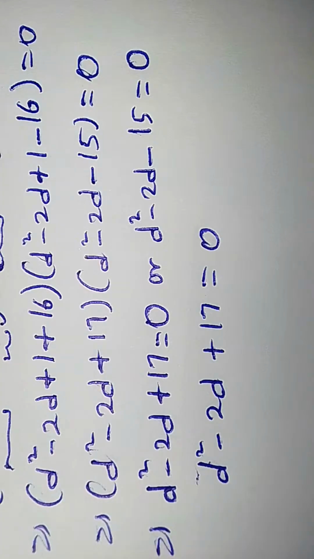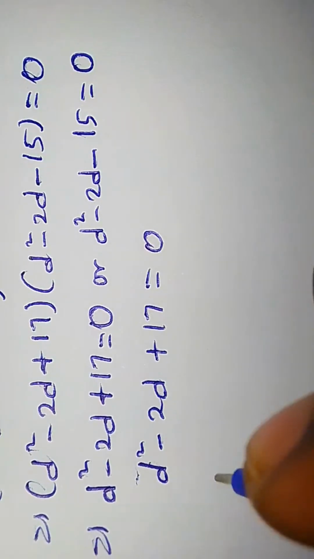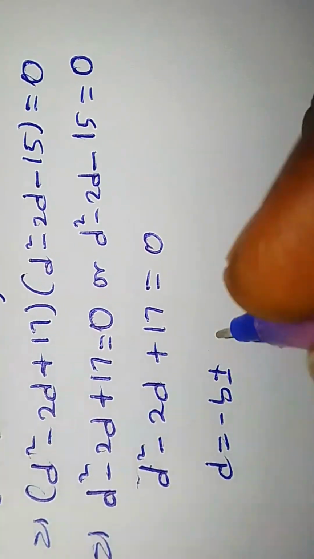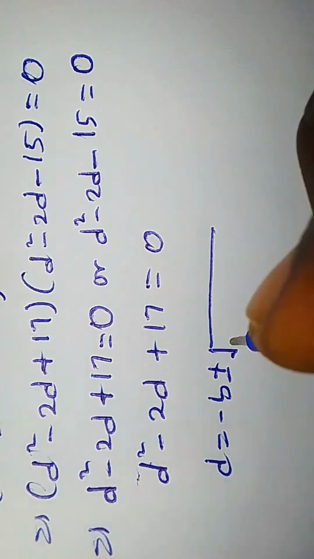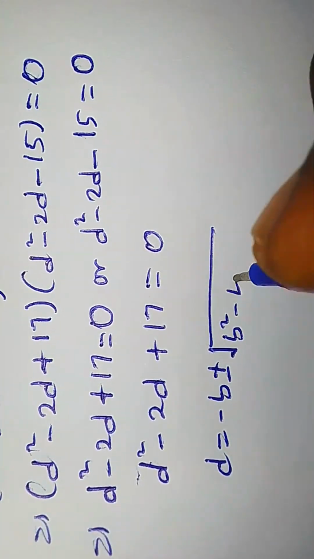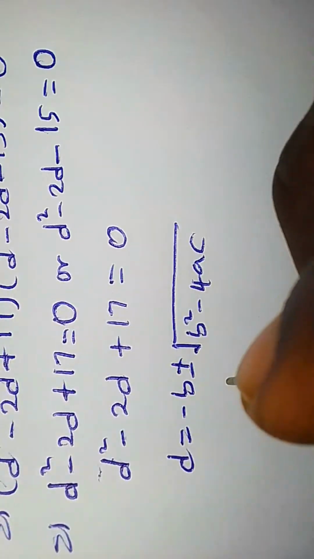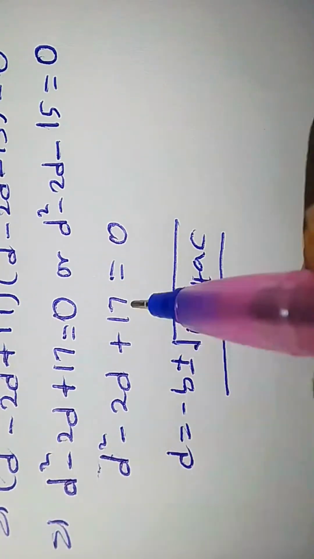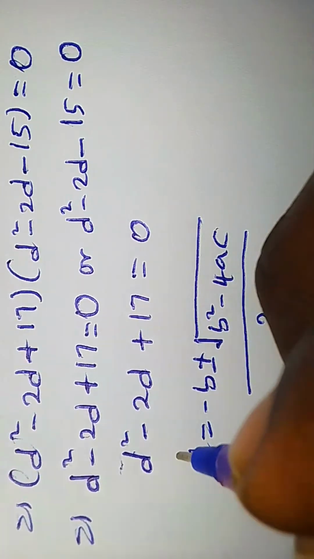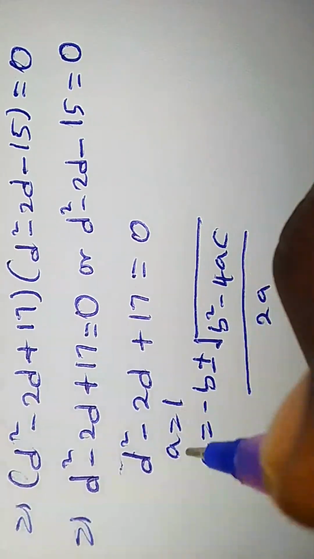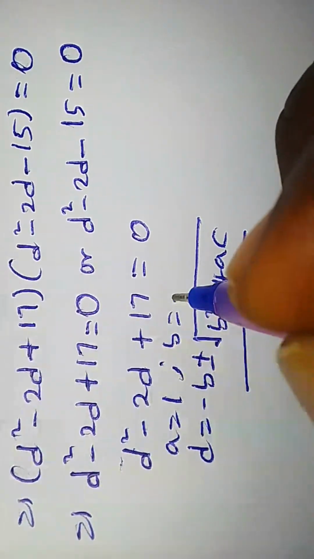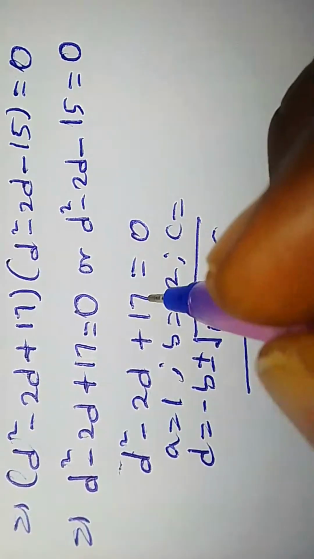We can actually solve this using the quadratic formula, which is d equal to -b plus or minus the square root of b^2 - 4ac, all divided by 2a. From this equation, it is obvious our a is equal to 1, the coefficient of d^2, b is equal to -2, and c is equal to 17.